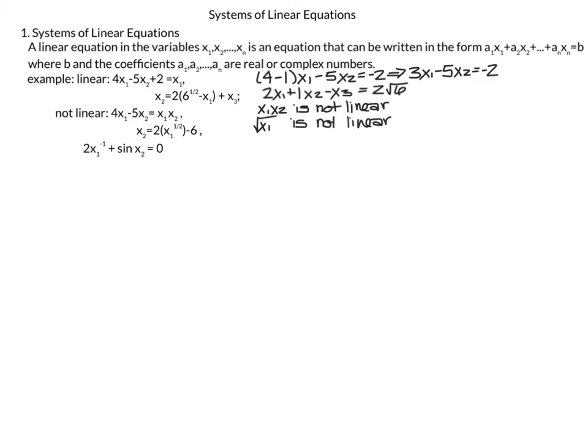And this x, the square root of x1, is not linear. Remember, no powers of x except for 0 or 1. And our last example of not linear is 2 to the x1 to the minus 1 plus sine of x2. So 1 over x1 is not linear, and the sine of x2 is also not linear. We don't allow for any fancy functions like sine.